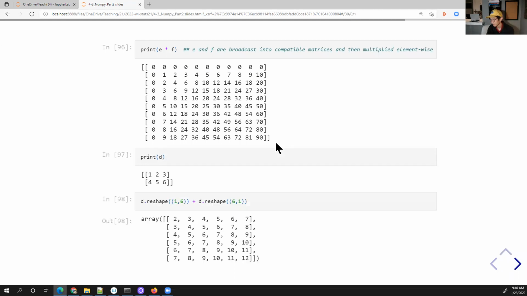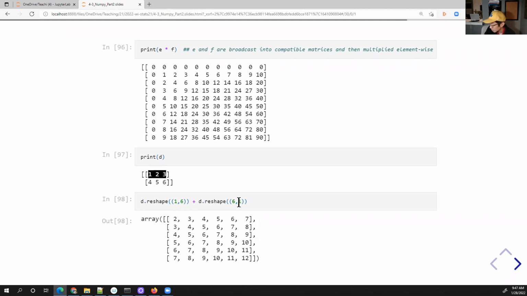Here's D, okay, and I can reshape D. Remember, you can take some kind of matrix, right? So this is 2 by 3, and you can use something like reshape. And here I'm going to reshape this into a 1 by 6 or a 6 by 1. So we can take each of these elements, and if I do 1 by 6, we're going to get a column 1, 2, 3, 4, 5, 6.